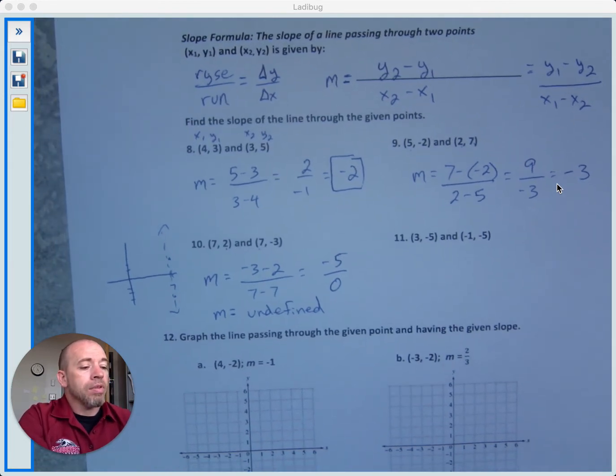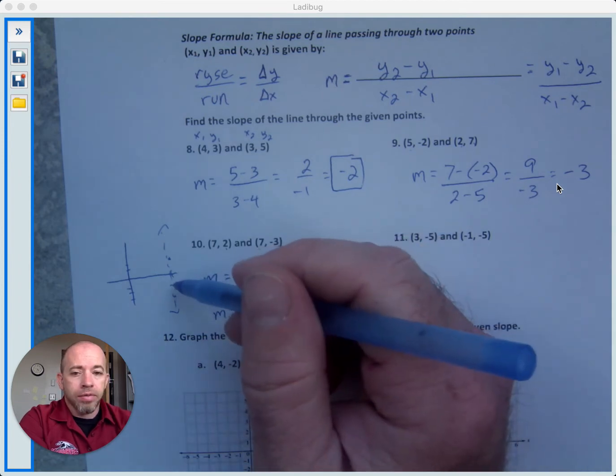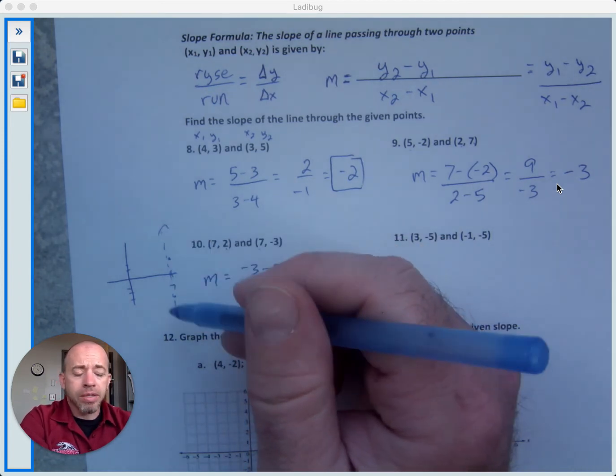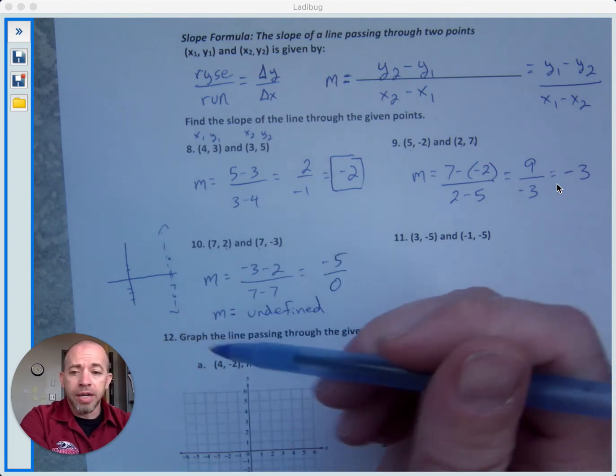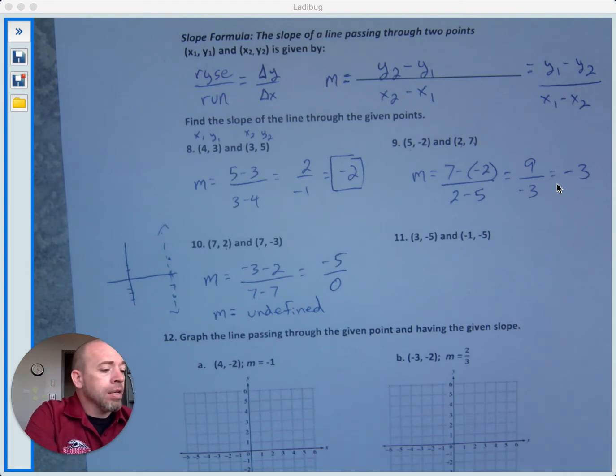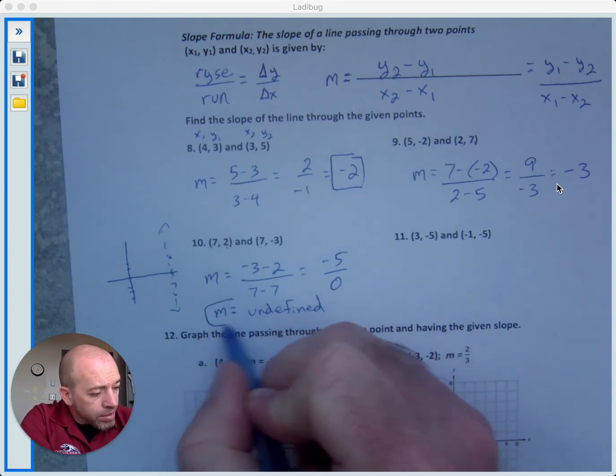Okay? If you think about it, you cannot really walk up this line, right? And that's one way I like to think of it. Slope's undefined if you cannot walk up it. So it's impossible to walk up a vertical building unless you're Spider-Man or something like that. All right, so anyway, this is an undefined slope.